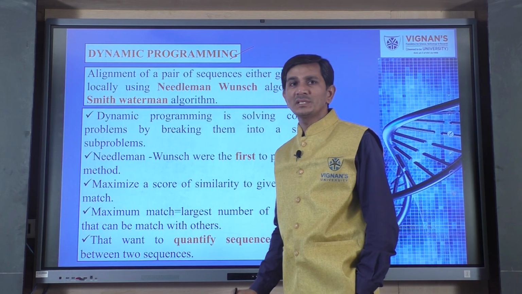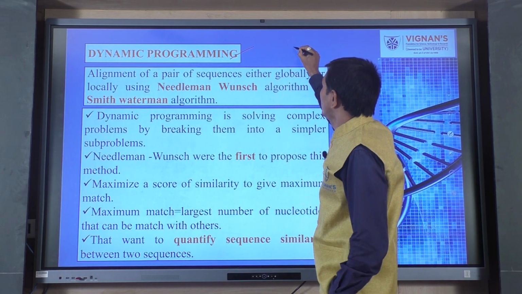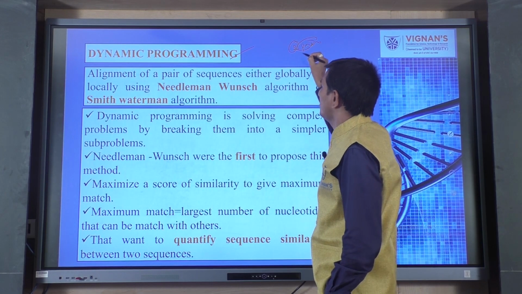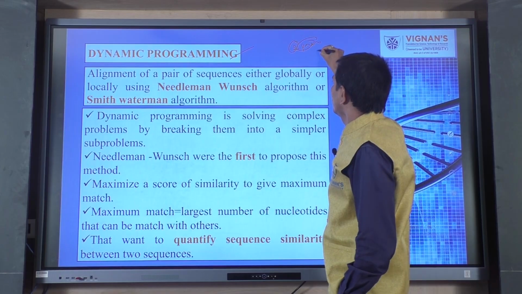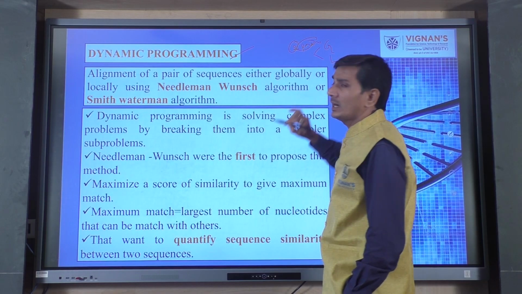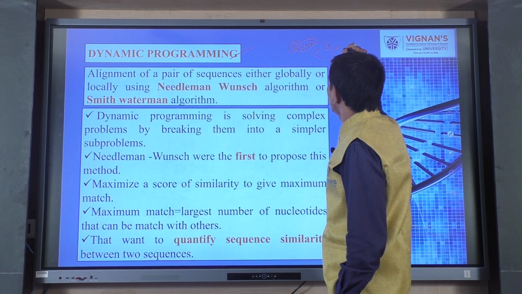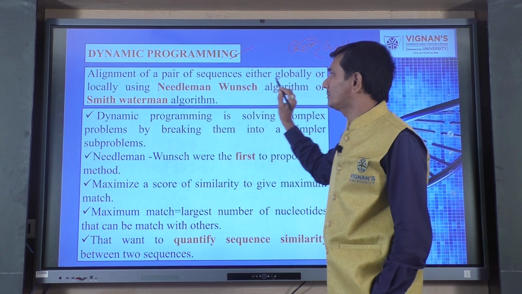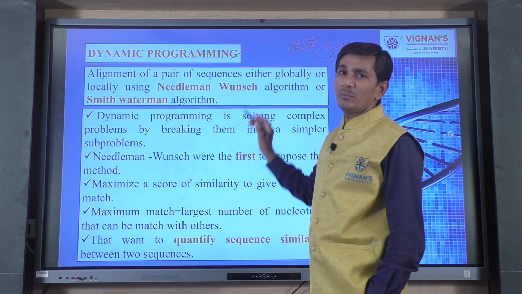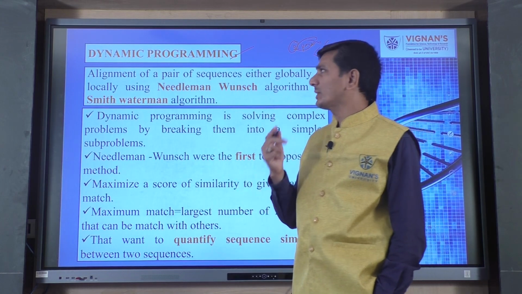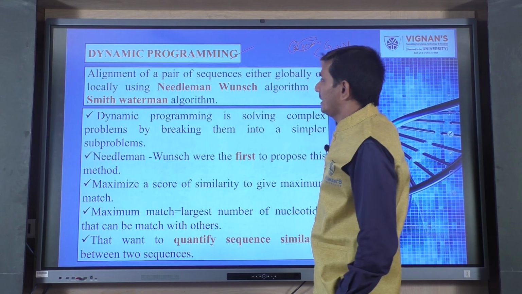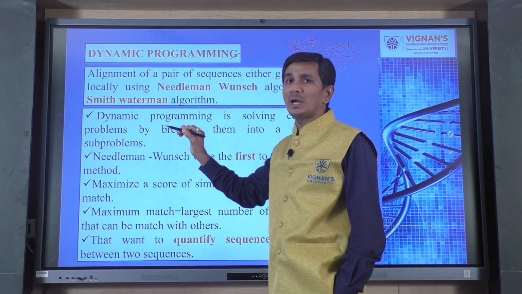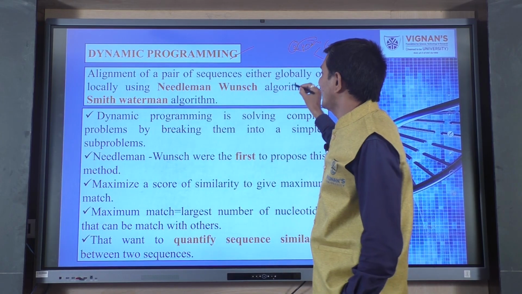Dynamic programming is defined as alignment of a pair of sequences. A pair is nothing but two sequences. Alignment of a pair of sequences either globally or locally using the Needleman-Wunsch algorithm or the Smith-Waterman algorithm. So, the definition of dynamic programming tells us about two types of alignment: the first one is global alignment and the second one is local alignment. It also tells us about two algorithms which are used for this alignment process.